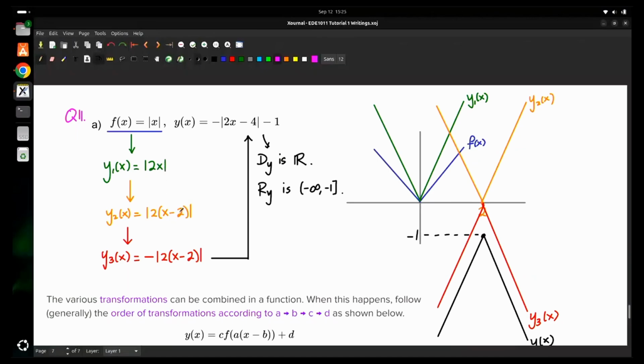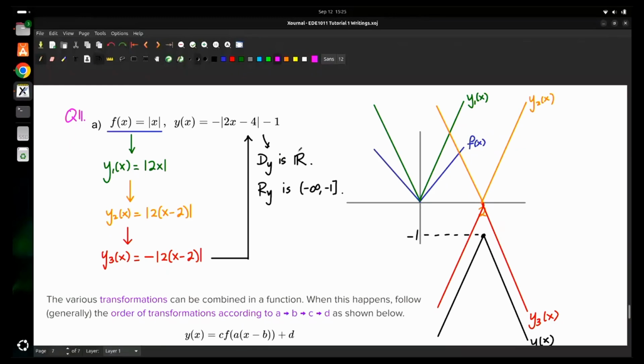So x becomes x minus 2 really means shift to the right by 2 units. So your y2 is shifted to the right by 2 units. So you can see the x-intercept now becomes 2. Then after that y3, you try to get this negative sign. So therefore, you have a minus sign to this whole thing. So obviously, you just reflect the orange line across the x-axis to the red line.